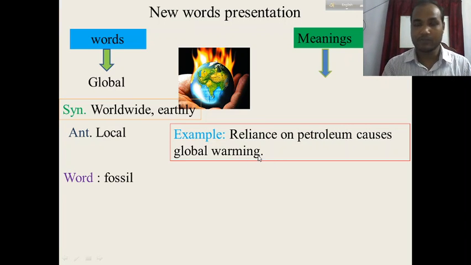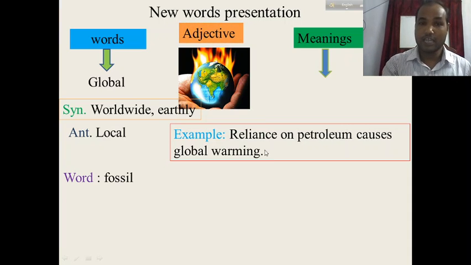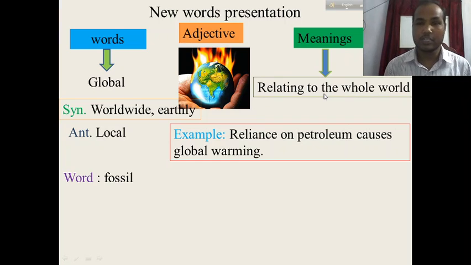I am again repeating for you. Reliance on petroleum causes global warming. I hope you are able to find out the meaning of the word, and it's an adjective. And finally, the meaning of the word is relating to the whole world. Global means relating to the whole world.